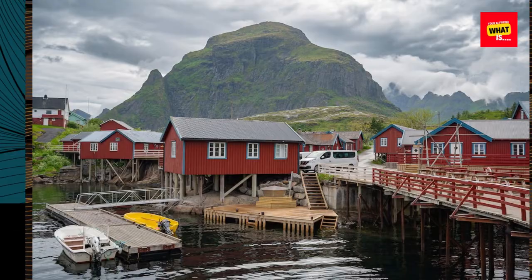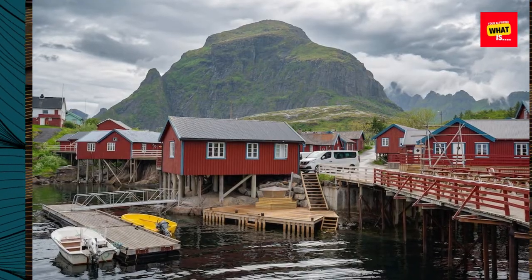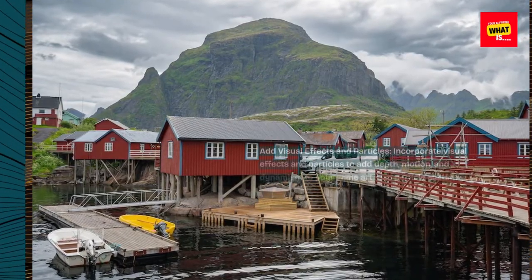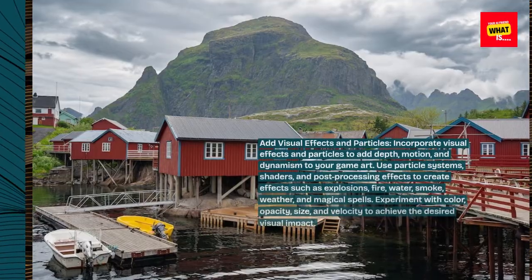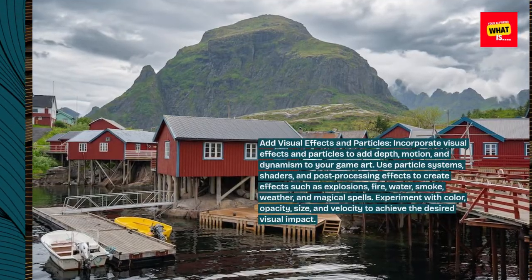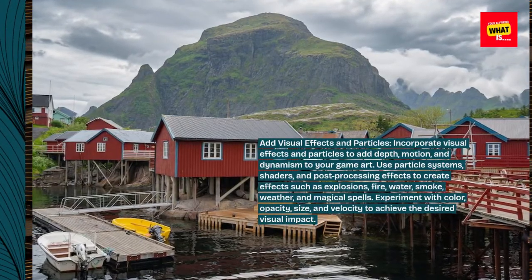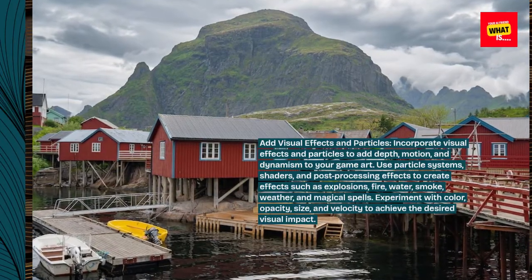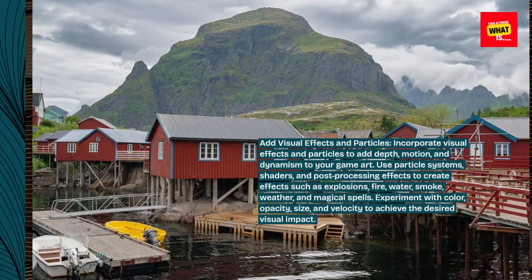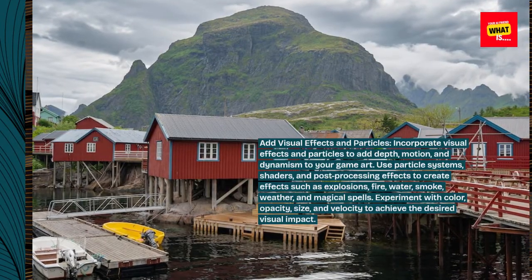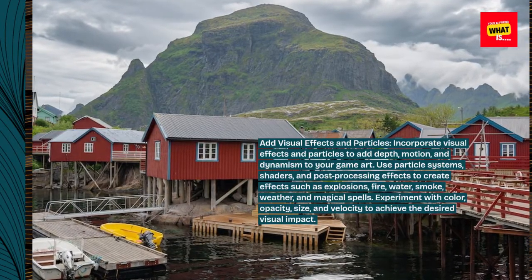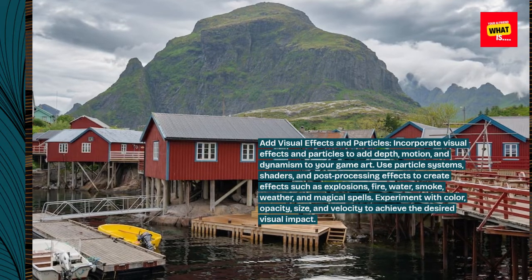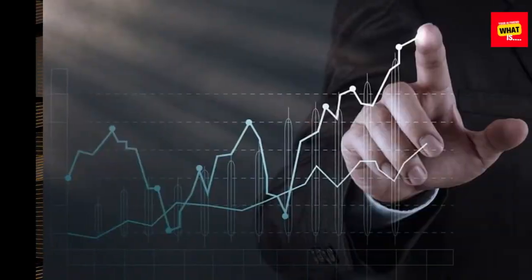Add visual effects and particles. Incorporate visual effects and particles to add depth, motion, and dynamism to your game art. Use particle systems, shaders, and post-processing effects to create effects such as explosions, fire, water, smoke, weather, and magical spells. Experiment with color, opacity, size, and velocity to achieve the desired visual impact.